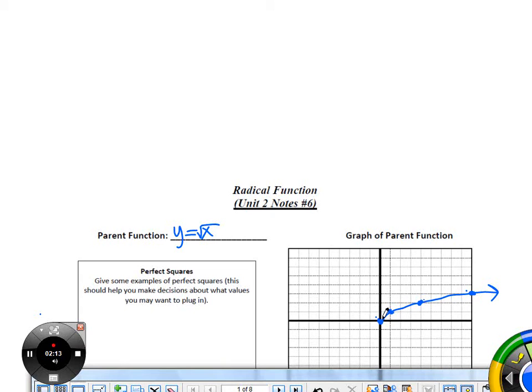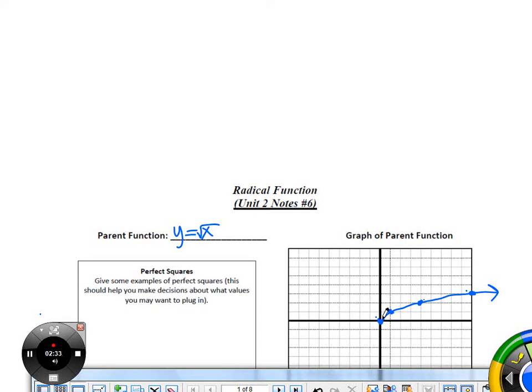What number would we have to plug in for x to finally reach 4? 16. What number would you have to plug in for x to finally reach 10 on the y-axis? 100. So it's going to grow really slow. You're not going to get up to 10 until you've gone out 100. Okay? So this is the basic shape of our square root function.